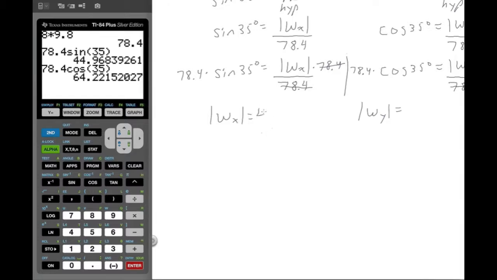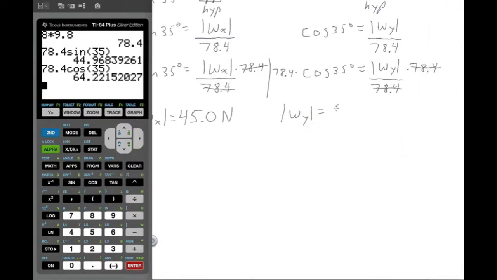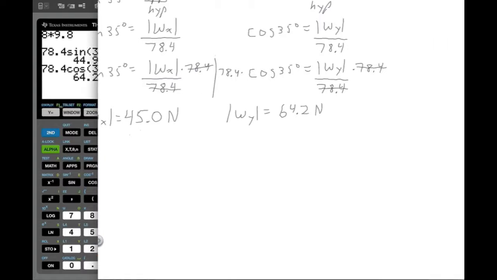Do you know how to do that rounding? So this will be 45.0, and we put in the units of newtons. This digit makes this digit get bigger, and that brings us all the way up to 45. And then W sub y here I'll call 64.2 newtons. That's the magnitude of W sub y.